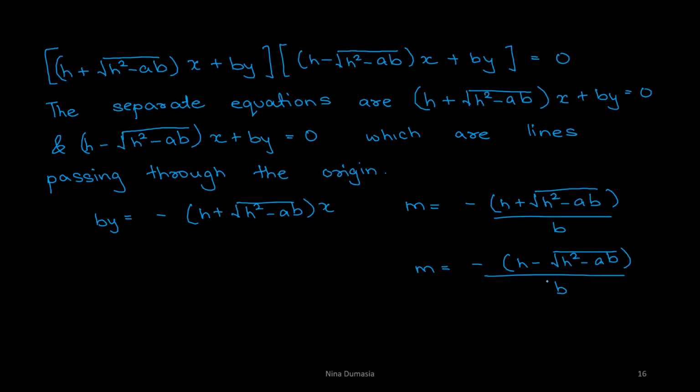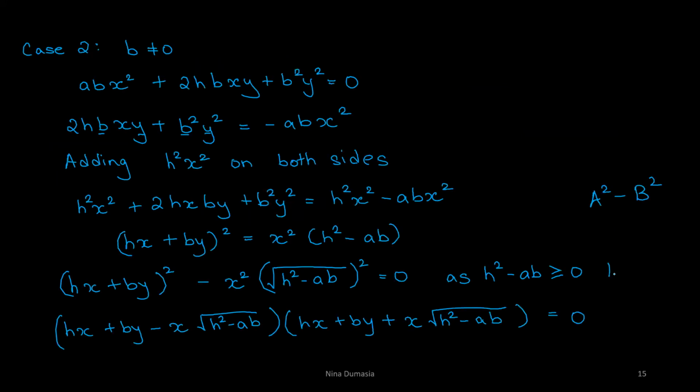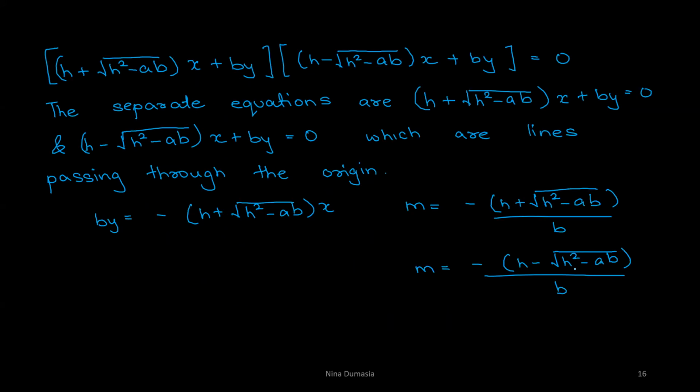Fine. Therefore, we can say that a homogeneous equation of degree 2 in variables x and y can represent a pair of lines passing through the origin only if h square minus ab is greater than equal to 0. Because अगर वो नहीं होता तो फिर हम ये वाला स्टेप नहीं कर पाते, और अगर हम ये स्टेप नहीं कर पाते तो हम फैक्टराइज नहीं कर पाते. ओके, so that is why this is a very important condition. Now let us look at a few remarks.